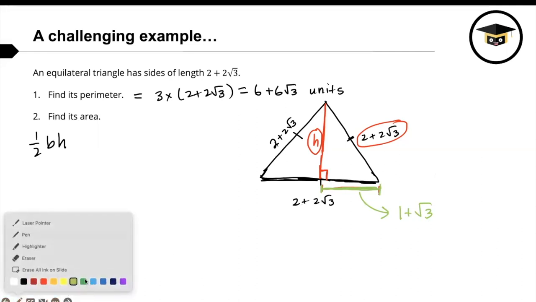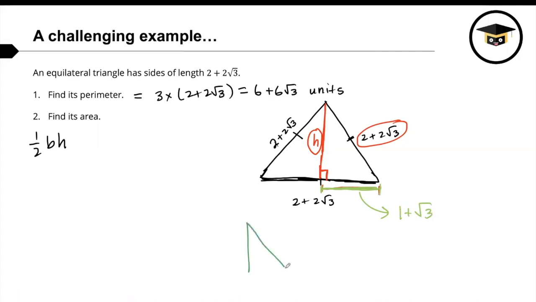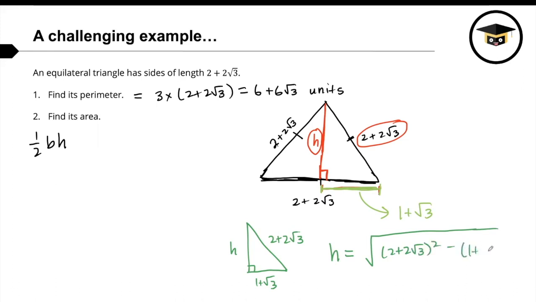It might be a good idea to draw out this triangle somewhere else. I'm just going to draw it over here. So we have 2 plus 2 root 3 as a hypotenuse. We have h here, and we have 1 plus root 3. So as always, let's write down the Pythagorean statement and then solve for h. Or alternatively, we can go straight to solving for h. In fact, let's just go straight to solving for h. So h is equal to the square root of our hypotenuse squared, so 2 plus 2 root 3 all squared, minus our other short side squared, which is going to be 1 plus root 3 all squared.